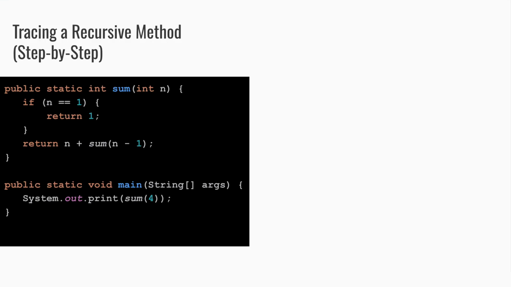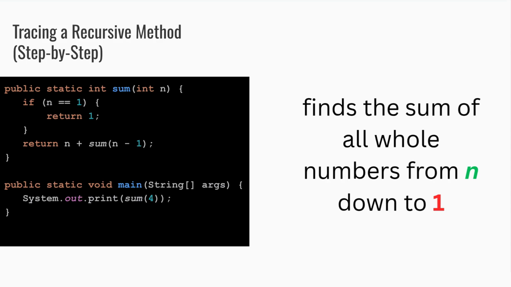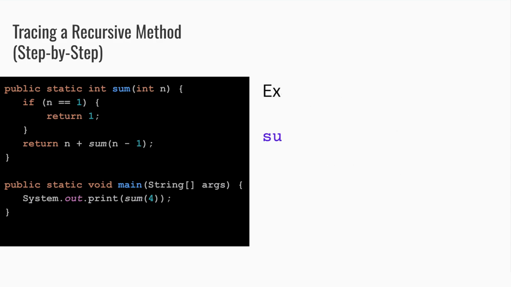Hi, now let's trace a recursive method step by step. In this example, we will look at this recursive method carefully and trace exactly what happens. All right, so this method finds the sum of all whole numbers from n down to 1. So for example, the method called sum4 means 4 plus 3 plus 2 plus 1.